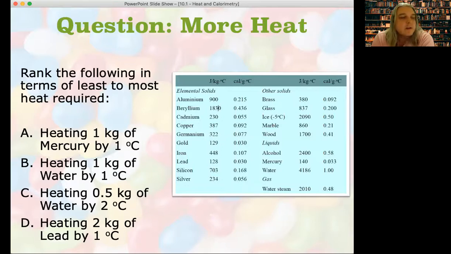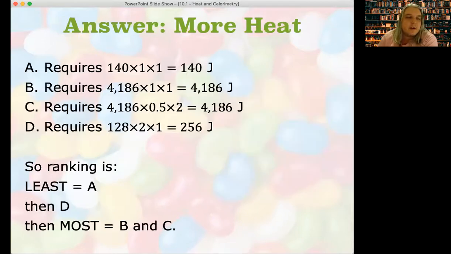So B and C are the same, and it's way bigger than both A and D. And then A was smaller than D because D was double 128 and A was only 140. So in ranking them from least to most, we have A is the least, then D, and then B and C are the most, and they are equal. And as you'll see on the final slide, that should hopefully be the same answer. Least is A, then D, then most B and C.